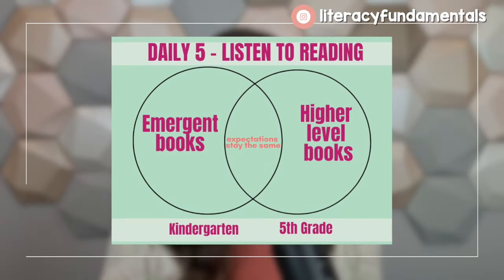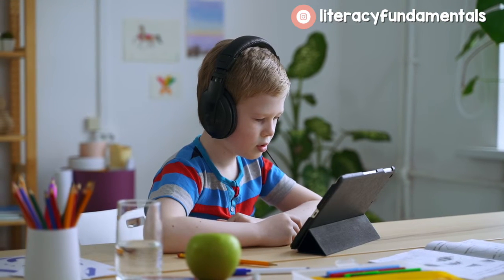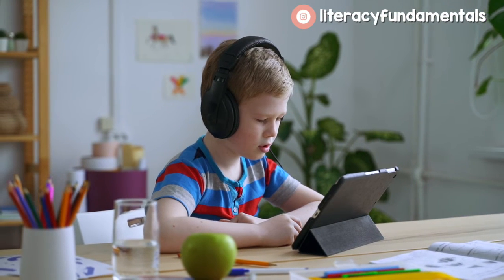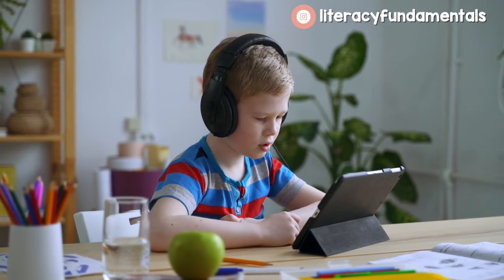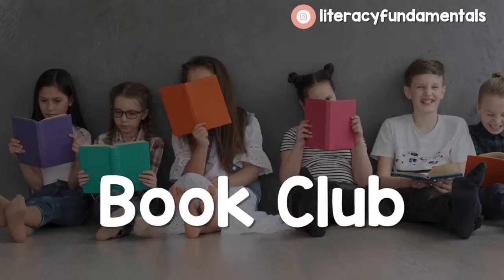So the only difference between these two grade levels and all the ones in between is just going to be the level of books that they're looking at. So usually it is leveled based on the age group of the kid. So a kindergartner is going to have a different variety of books than a fifth grader will have. I love listen to reading because it gives kids the chance to enjoy listening to a story. So hopefully you have some kind of iPad or like one-to-one device for your students so that you can do that. Last but not least, book club.